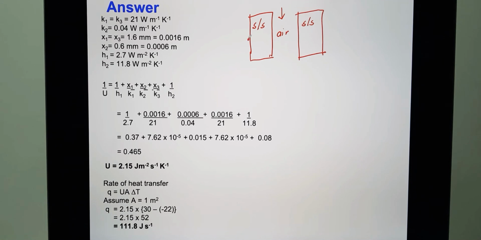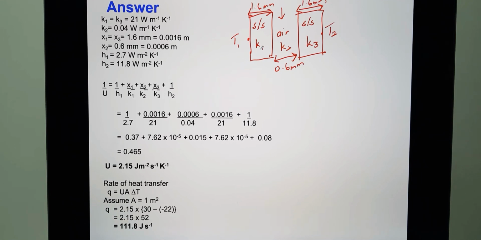Okay, so we have this one is the first side of the slab, and this one is the other side of the slab. So, this one is K1, K2 is for the air, K3 is for another stainless steel slab. Alright, so remember just now we have the same thickness of the slab for the stainless steel. This one is 1.6 millimeter. And for the air, this one is 0.6 millimeter.